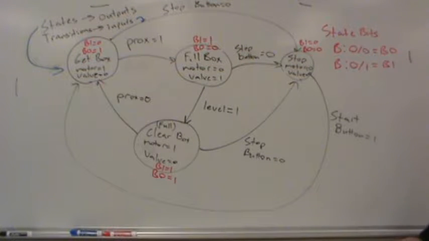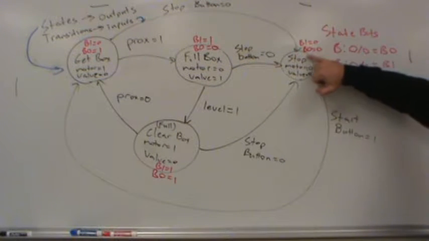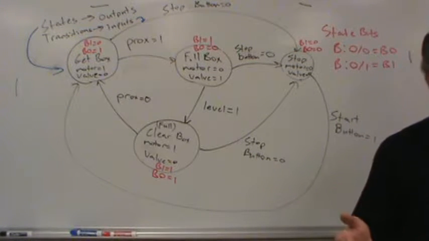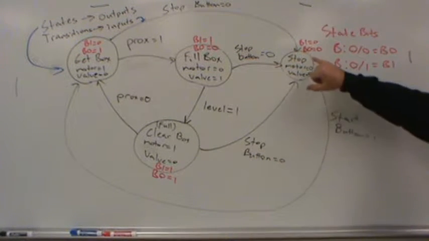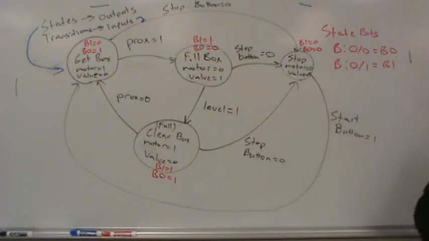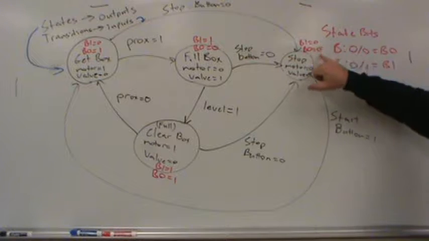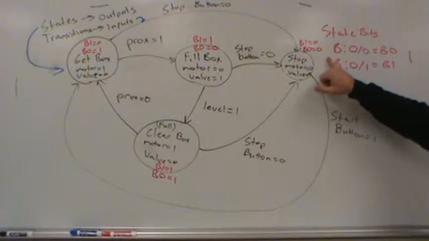Well, what could we do? Well, I purposely made the stop state the 0/0 state because when you first turn on the PLC, the memory is going to be clear, right? And I want the machine to start at this state. I don't want it to just take off and start running when I first turn it on. So whatever state you want it to start in, make that your 0/0 state.